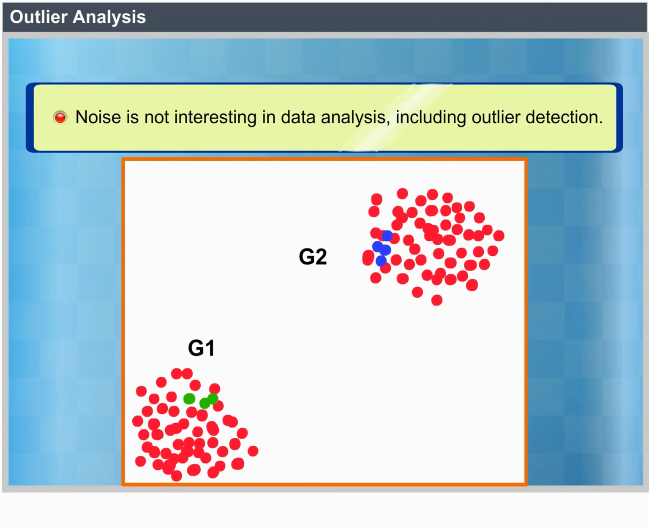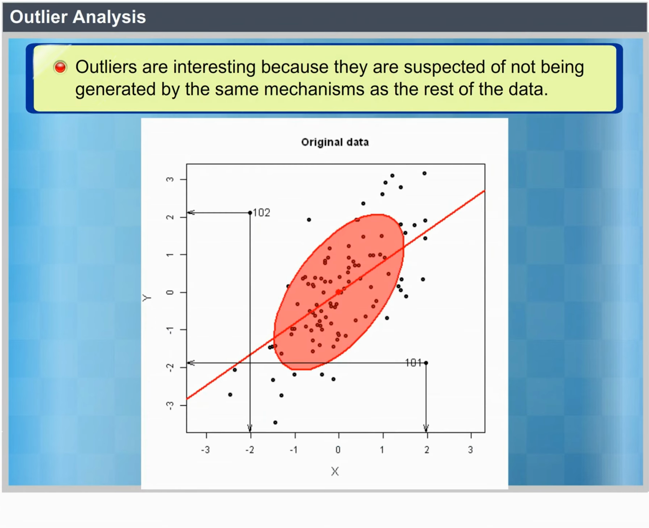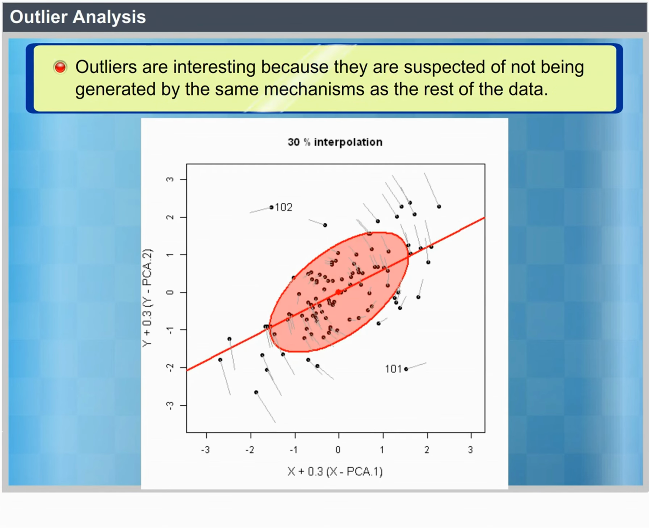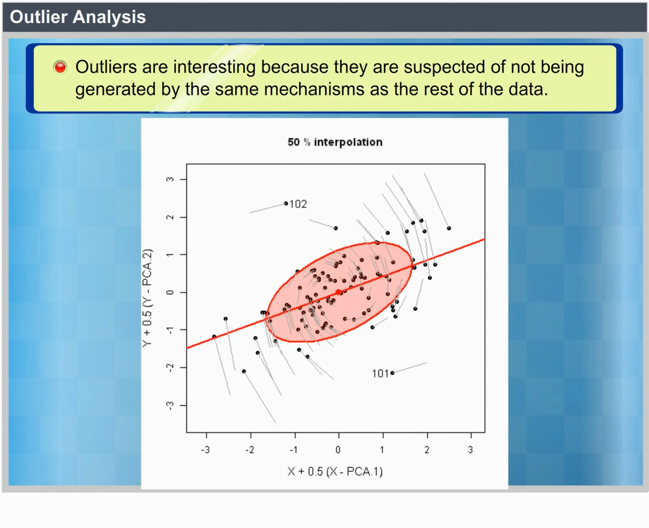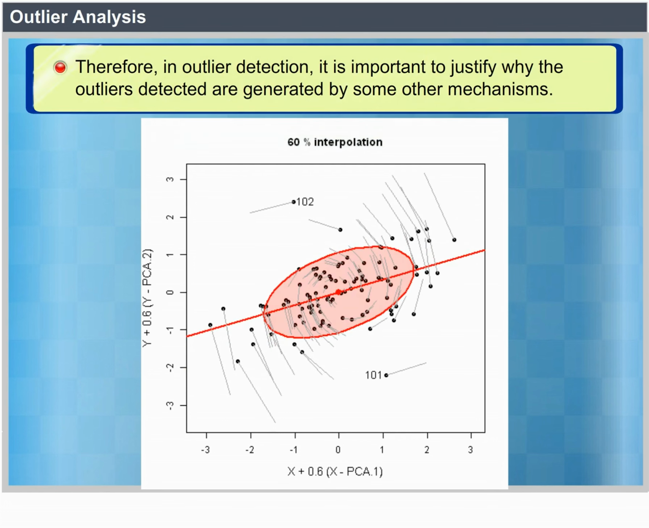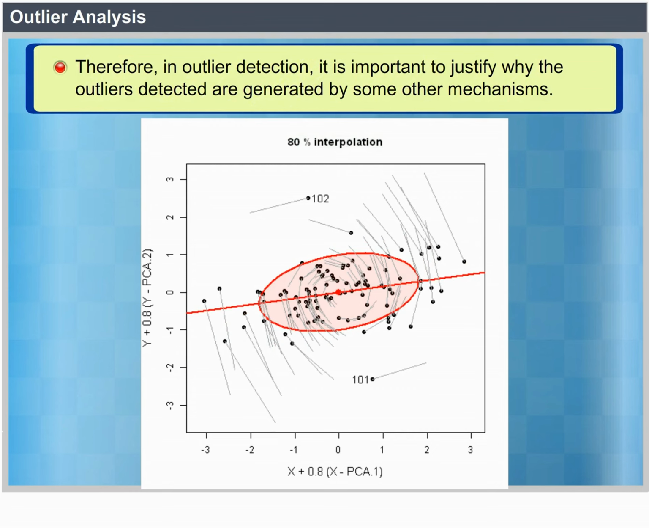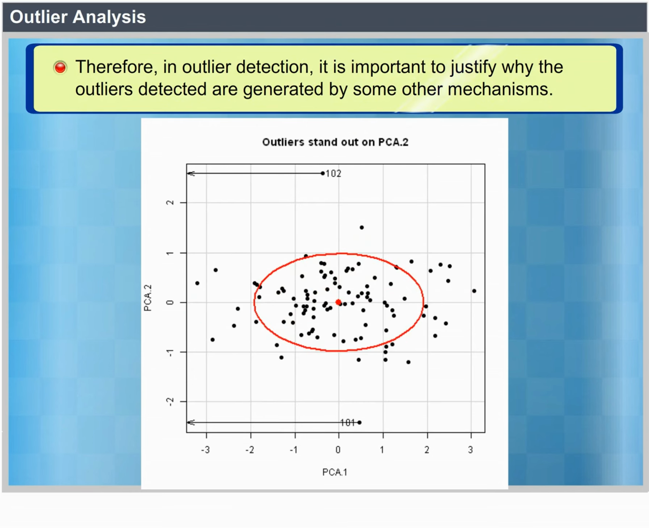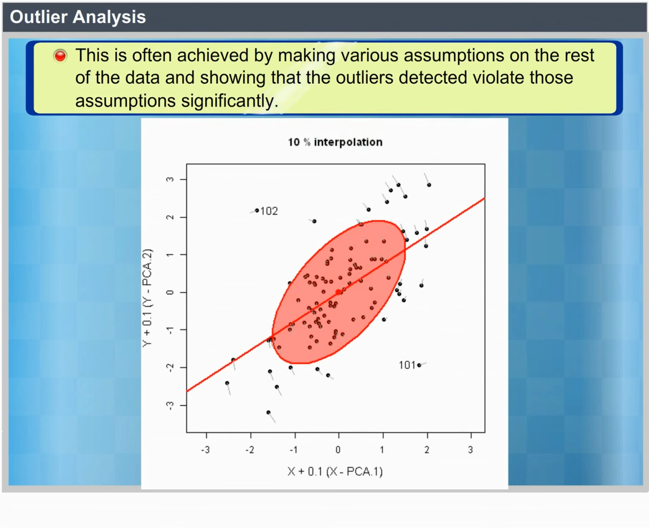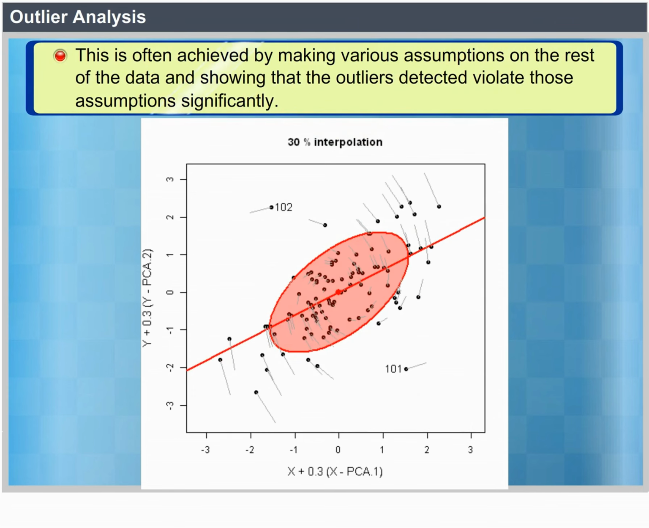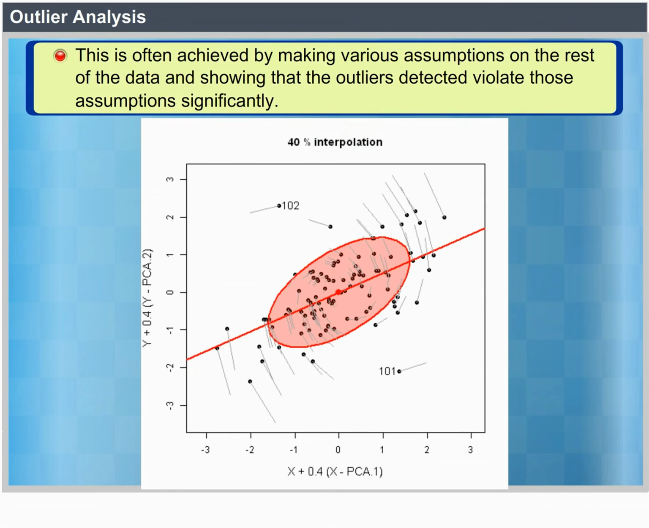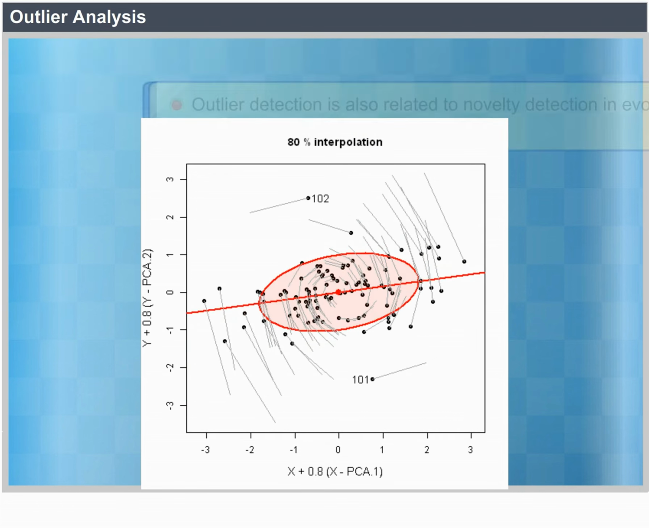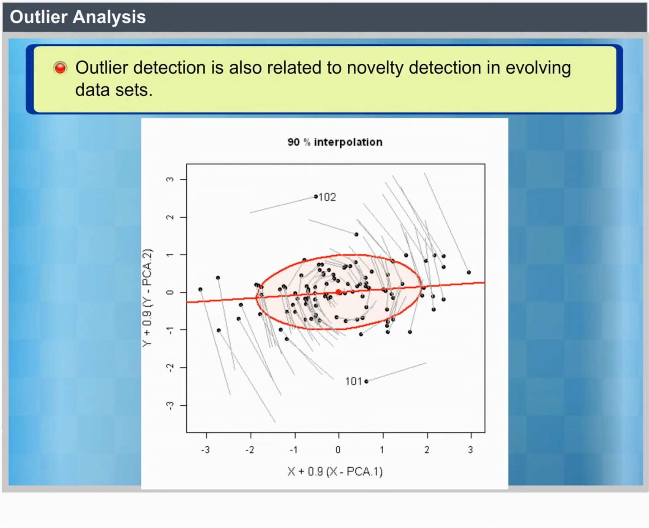Outliers are interesting because they are suspected of not being generated by the same mechanisms as the rest of the data. Therefore, in outlier detection, it is important to justify why the outliers detected are generated by some other mechanisms. This is often achieved by making various assumptions on the rest of the data and showing that the outliers detected violate those assumptions significantly. Outlier detection is also related to novelty detection in evolving datasets.